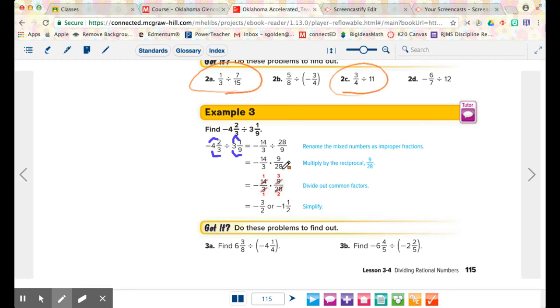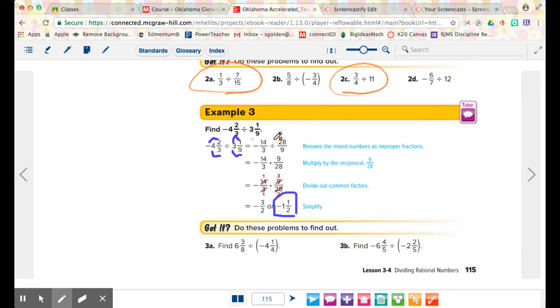Now we can cross cancel. So looking this way, this diagonal, 9 and 3 both have a 3 we can divide out. So 3 divided by 3 is 1. 9 divided by 3 is 3. Then if we look at the other diagonal, 14 and 28, you could take a 2, a 7, or in this case, you can actually take a whole 14 out. So 14 divided by 14 is 1. 28 divided by 14 is 2. So now we have -1 times 3 on top, which is -3. 1 times 2 on bottom, which is 2. So -3 over 2. We then have to go back and simplify it. That is -1 and 1/2.